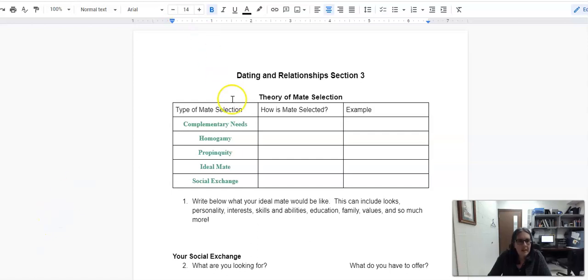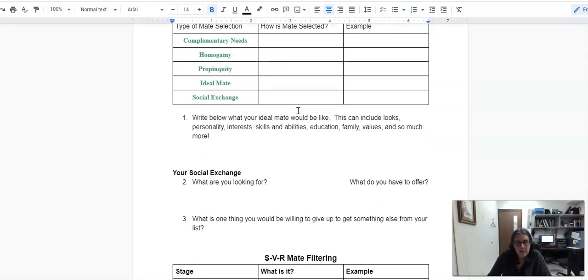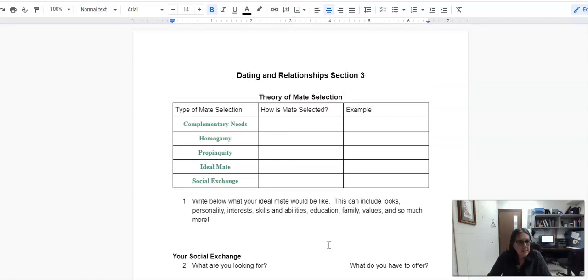Everybody. Today I'm going to go over your dating and relationships, the first two sections on the theory of mate selection and the SVR mate filtering. So that's your job for today.